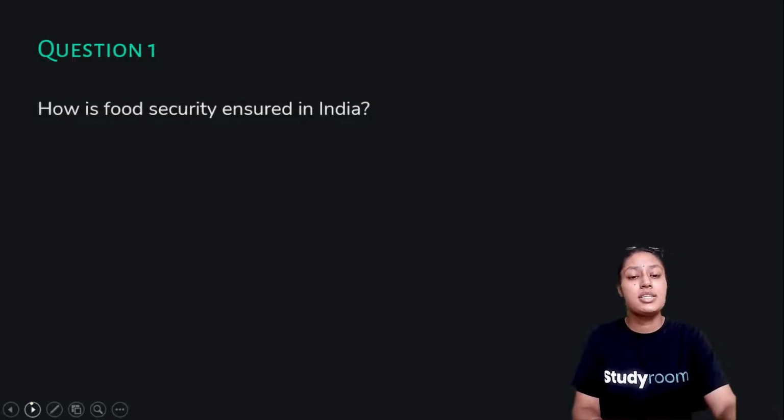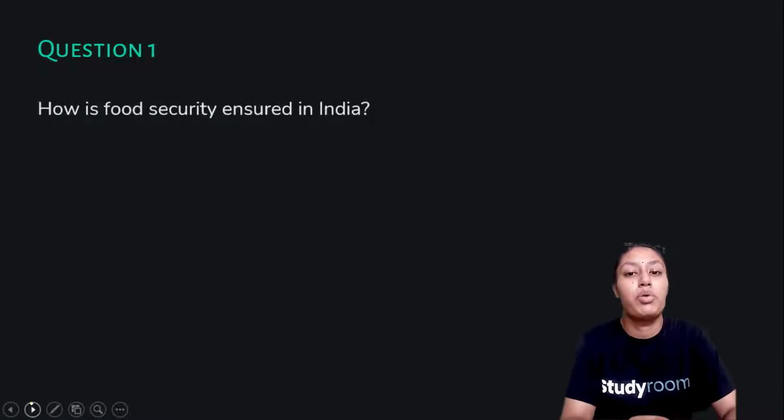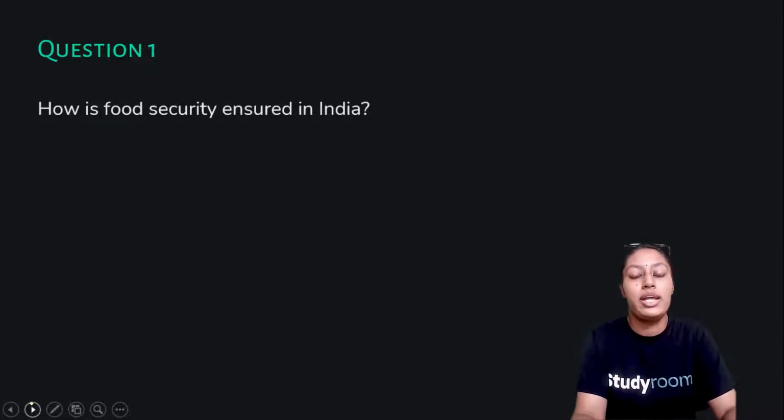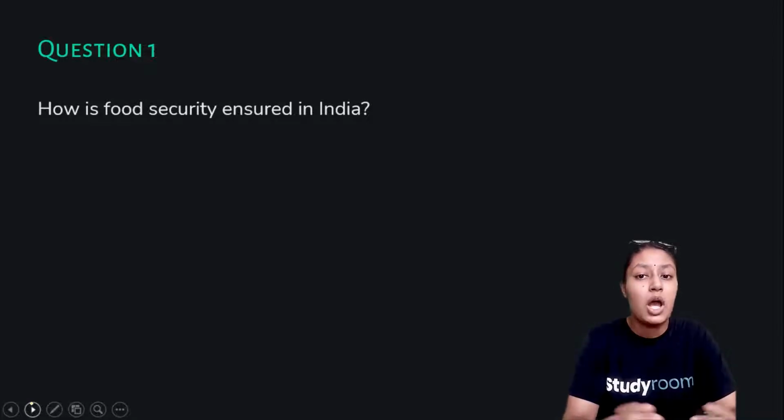Now we'll discuss some of the questions that are very important in this chapter. Question number one is, how is food security ensured in India? What do you think? What are the steps taken by our government to ensure the food security of our country?